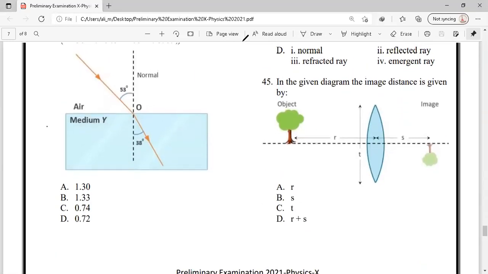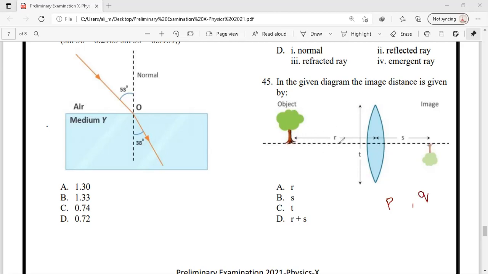Then we have question number 45. In the given diagram, the image distance is given by which of the following options? So this is our object and this is the image. The object is represented by P and the image distance is represented by Q.